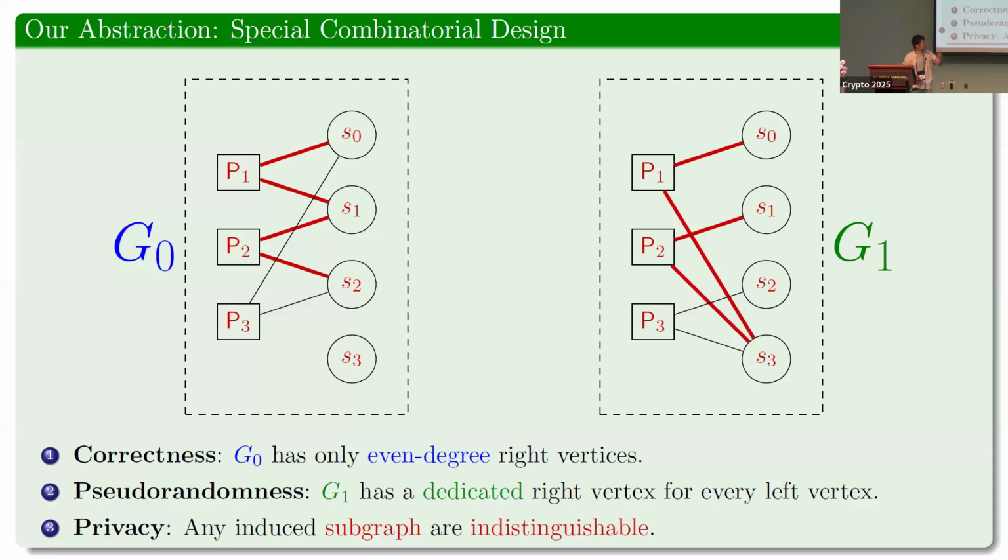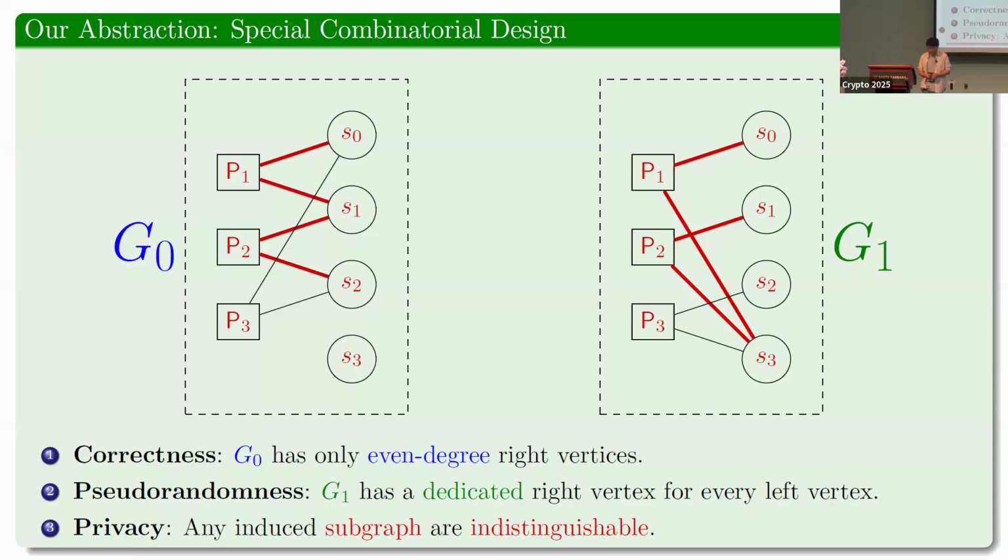And for the special way of distributing these seeds, we need this correction string to be pseudo-random, meaning that no matter which subset of parties you corrupt, there needs to be a seed that guarantees pseudo-randomness that is only seen by this honest party. So per party, there should be a seed that is only connected with this party. And finally, for privacy, these two modes of distributing seeds should be indistinguishable from each other.